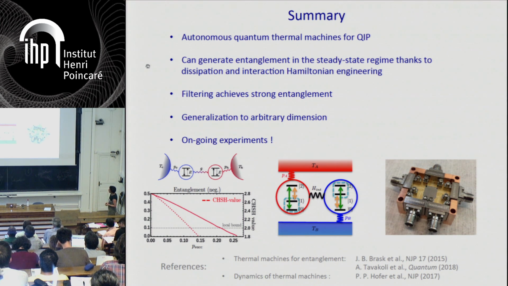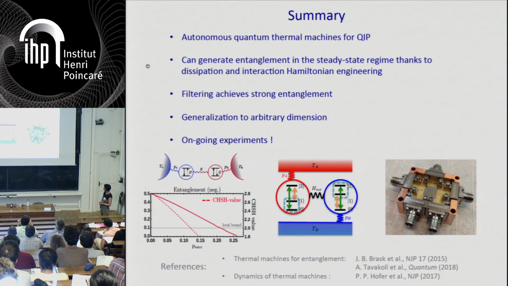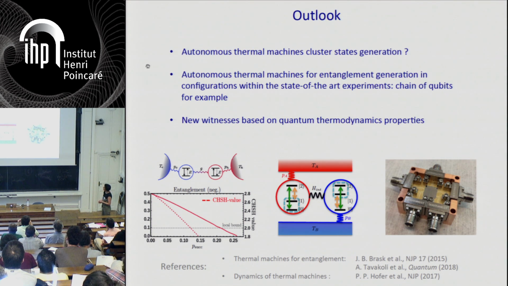So, that's the summary of what I told you. I presented you some examples of autonomous quantum thermal machines, and the main idea is that with just incoherent couplings to thermal baths, you can generate entangled states which are non-trivial and that can be useful for quantum information processing. If you want strong entanglement, we found a way with this filtering step. Interestingly, this has led to experimental collaborations, so I hope that this will motivate new works. And there are many possible outlooks.